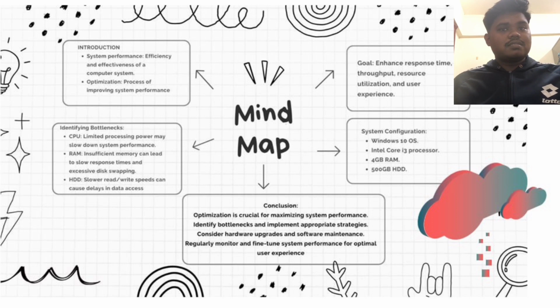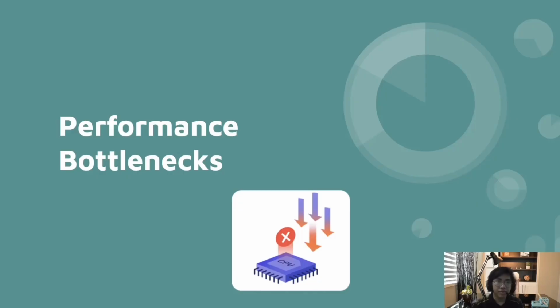We will analyze the system bottlenecks and develop optimization strategies to improve the overall system performance. We have specifically picked a computer system which is Windows 10 with an Intel Core i3 processor, 4GB RAM, and a 500GB HDD as our subject of discussion. That's all from me. Thank you.